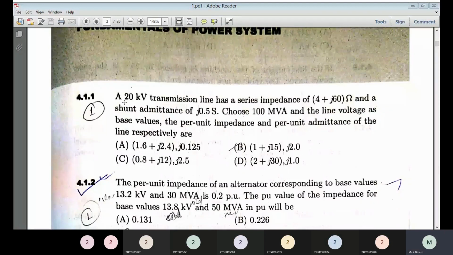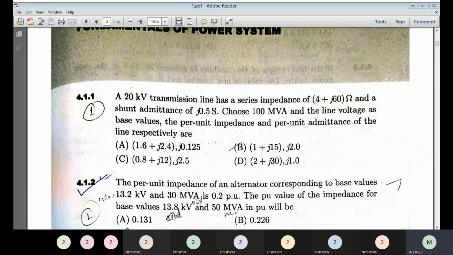A 20 kV transmission line has a series impedance of 4 plus j60 ohm and a shunt admittance of j0.5 S. The shunt admittance in terms of S is given. I choose 100 MVA and the line voltage as base values. The per unit impedance and per unit admittance of the line respectively are. The actual values are given, and we need to find out the per unit values.